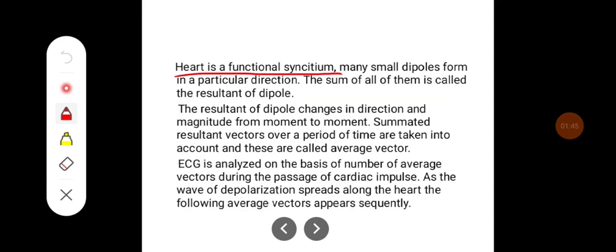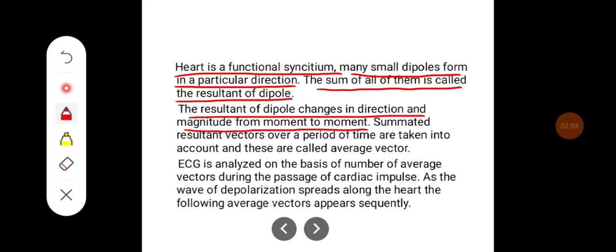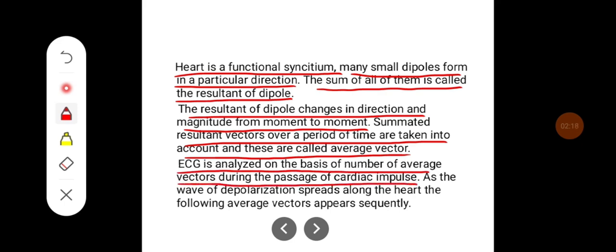The heart is a functional syncytium. Many small dipoles form in a particular direction. The sum of all of them is called the resultant of dipole. The resultant of dipole changes in direction and magnitude from moment to moment. The summated resultant vectors over a period of time are taken into account and these are called average vectors. ECG is analyzed on the basis of the number of average vectors during passage of cardiac impulses. As the wave of depolarization spreads along the heart, the following average vectors appear sequentially.